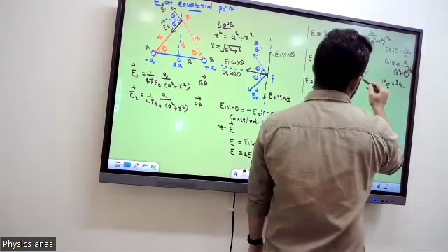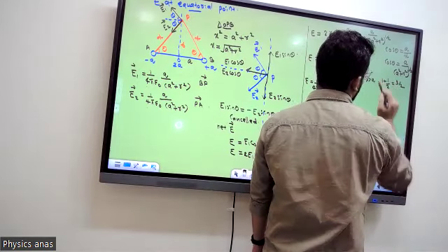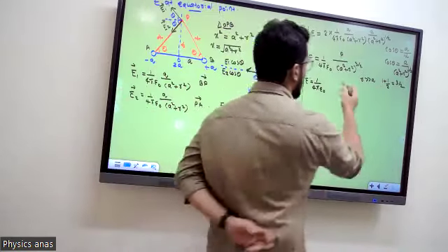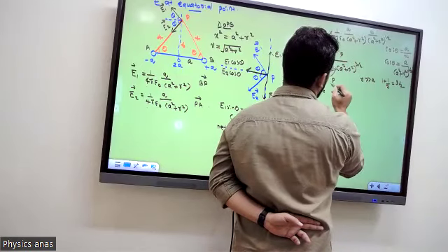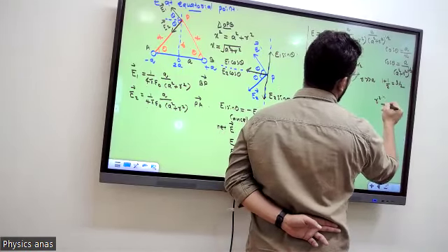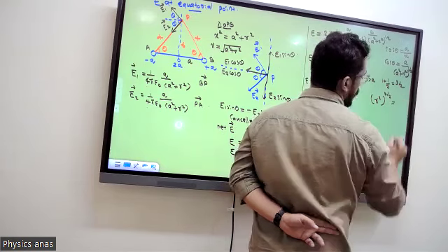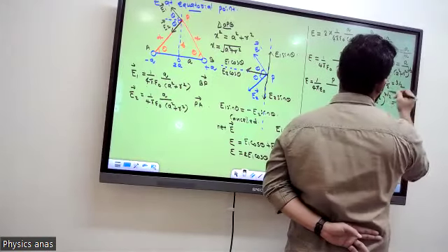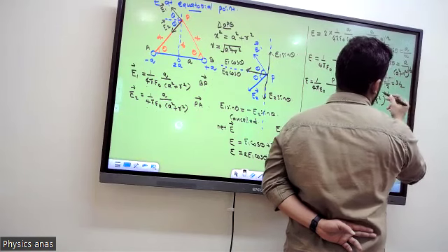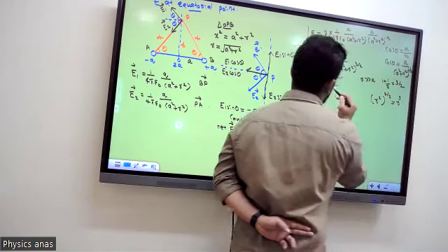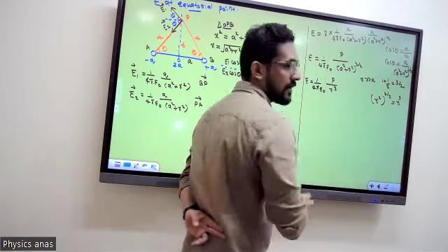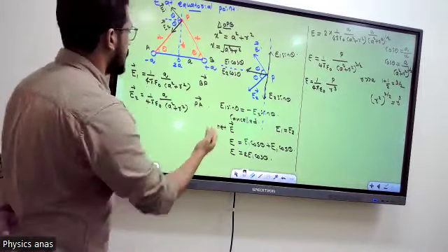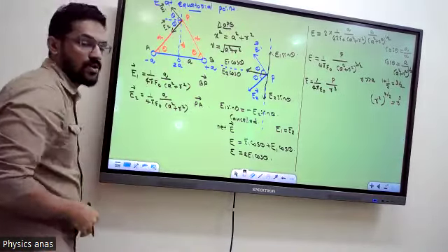And if R is very much greater than A, you can ignore this A square. If you are ignoring this A square, you will get P divided by R square all raised to 3 by 2. What is R square all raised to 3 by 2? 2 into 3 by 2, the 2 will be gone. That means R cube. So P by R cube. This is our net electric field.